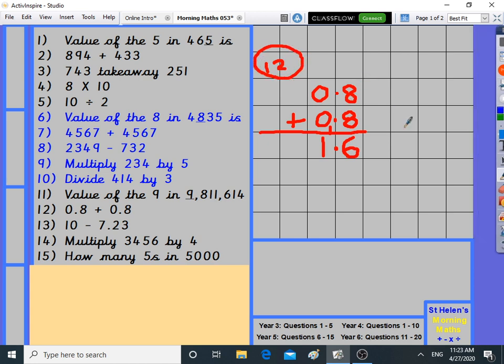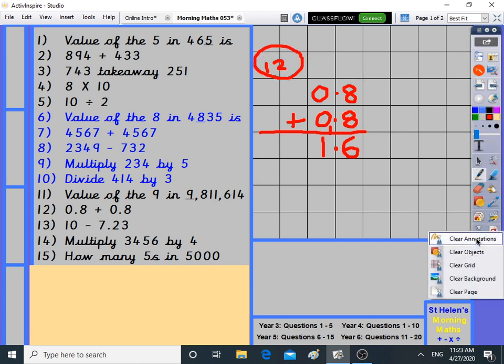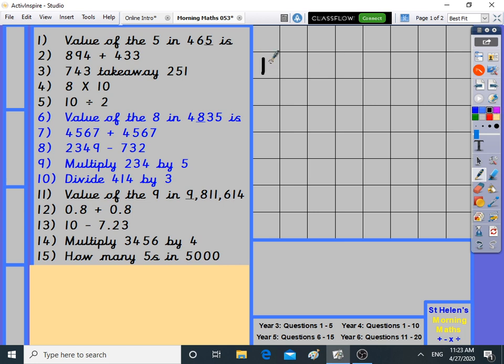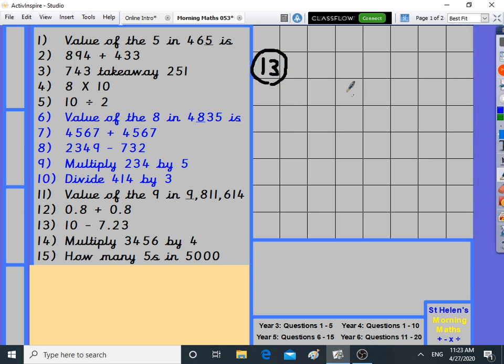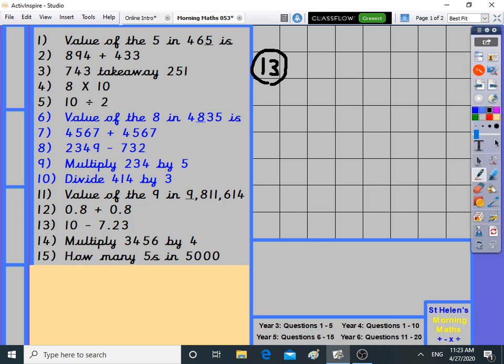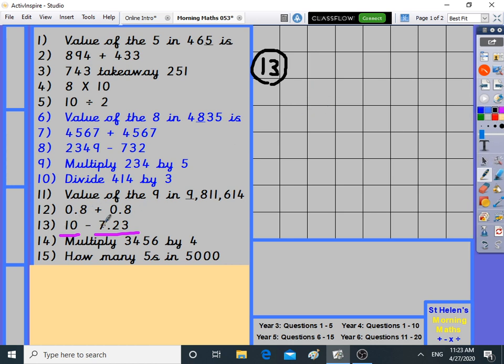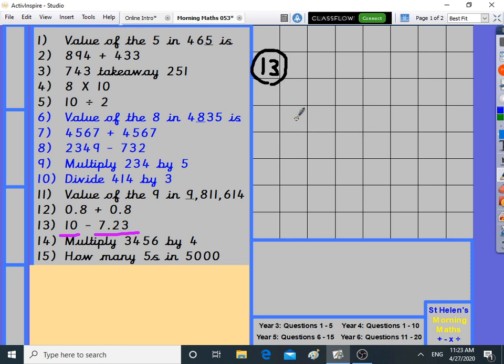Always put my question numbers on. I'll move on to question 13 next. 10, take away 7.23. There's a little problem here, because this number doesn't have decimals, and this number does. So what I like to do is get that 10, which is bigger than 7 and a bit. 10 sweets is more than 7 and a bit sweets. But 10 is going to need a decimal point, and I think 2 decimal places. 10.00. Exactly the same as 10, just looks a bit different.